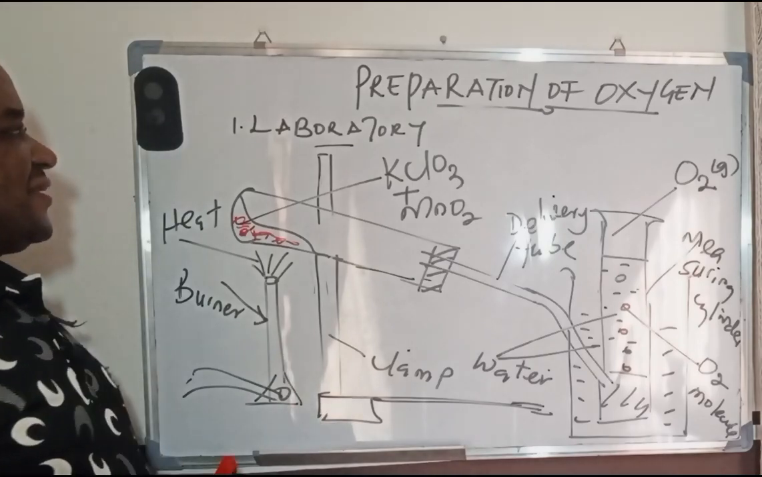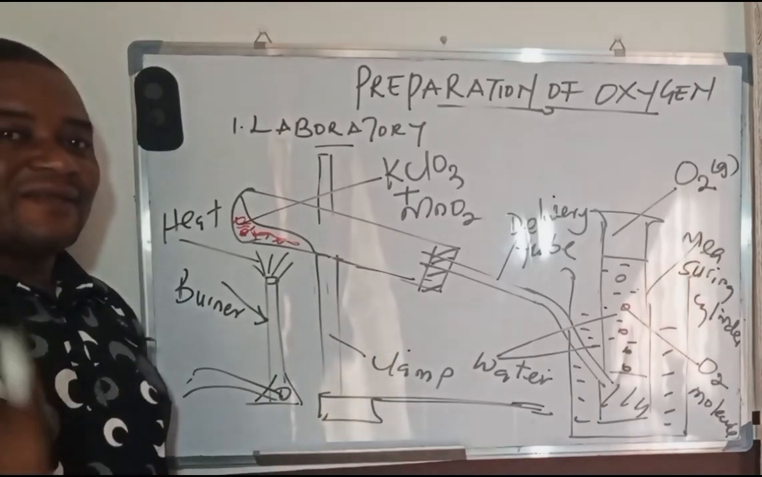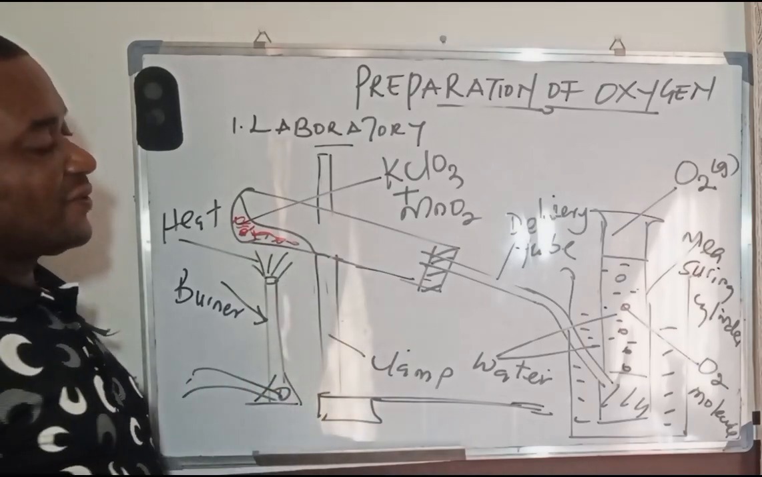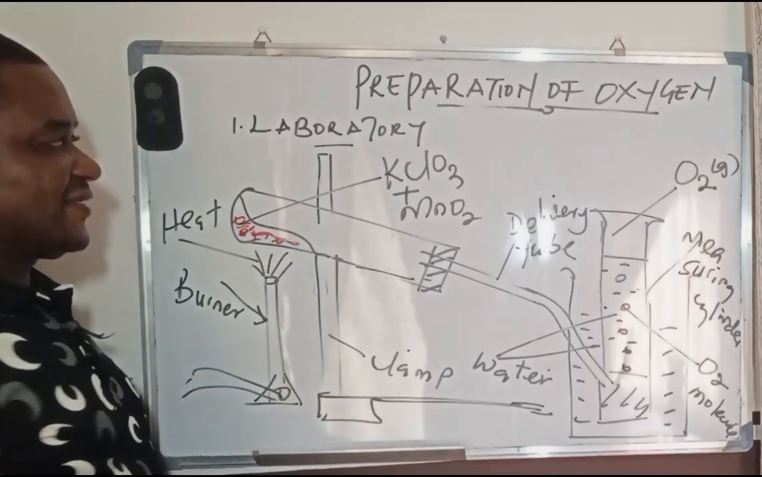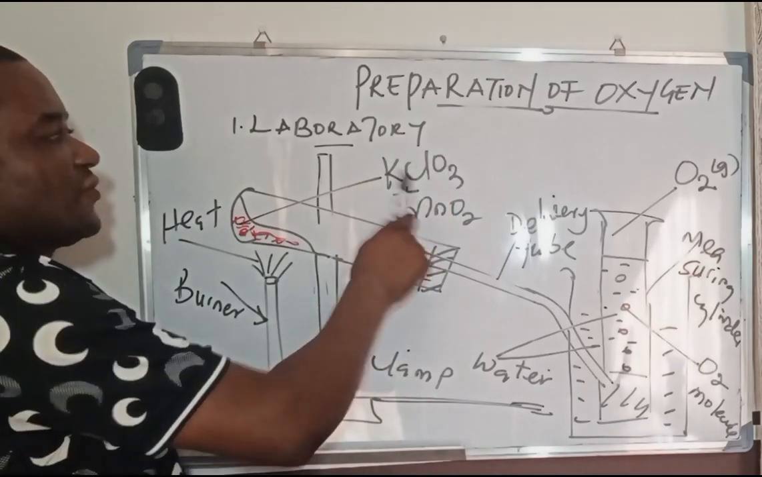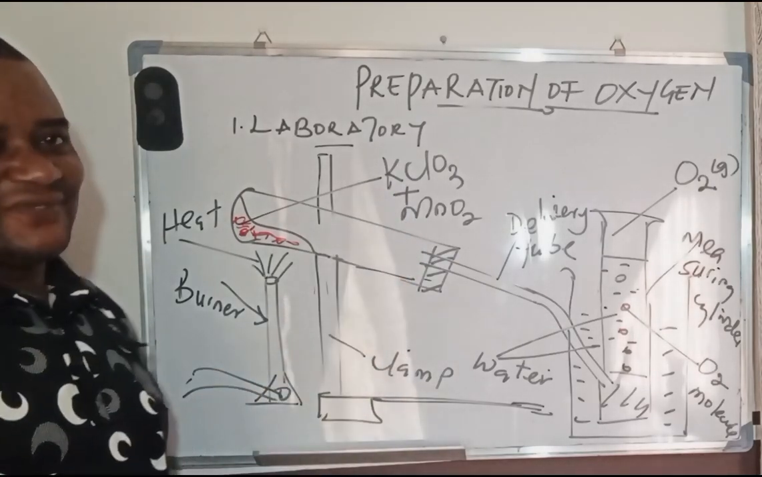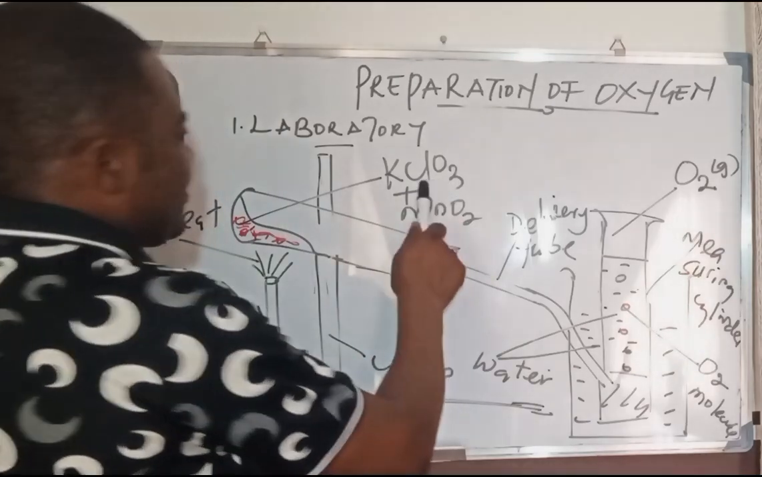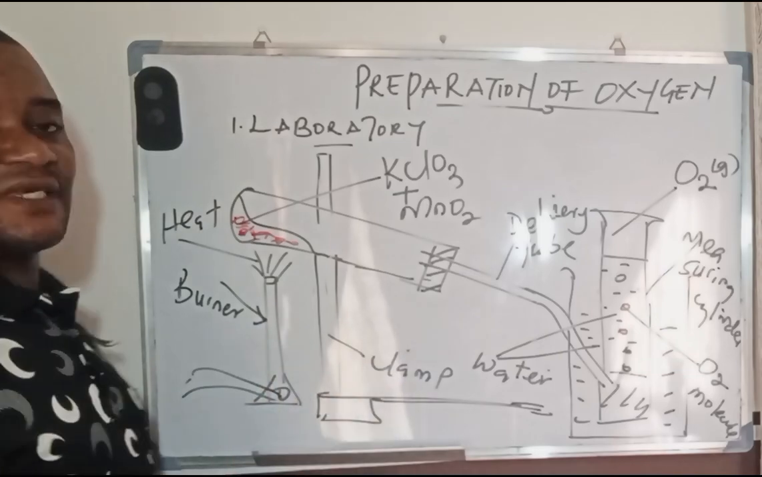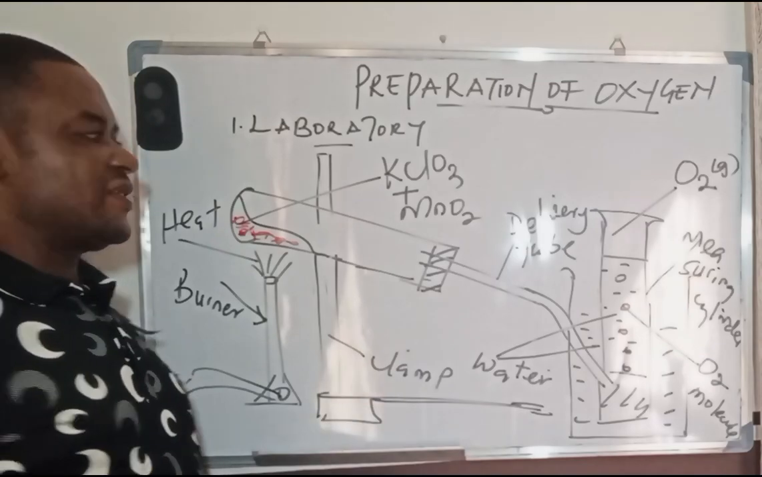So the very first way you can prepare oxygen in a laboratory is simply by the thermal decomposition of potassium trioxochlorate 5. Of course, the 5 is the oxidation state of chlorine in this compound. So potassium trioxochlorate is used thermally, which means you apply heat. When you apply heat to it, it is expected to break down, and that must be done in the presence of a catalyst.